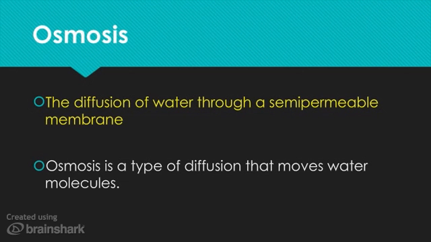So, for example, if you put a gummy bear in salt water, the gummy bear would swell a little bit because it would absorb the water through osmosis. However, it would not absorb any of the salt from the salt water. So the gummy bear would not be salty on the inside at all. So that is a semi-permeable membrane in short. But the important thing to remember is that osmosis is a type of diffusion that moves water molecules. So it's not the opposite of diffusion, but it is a type of diffusion.